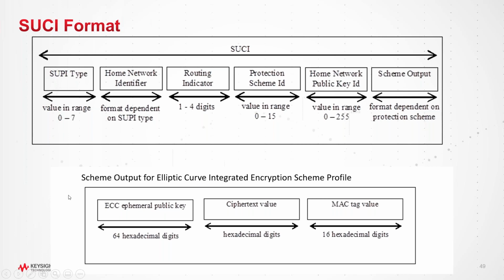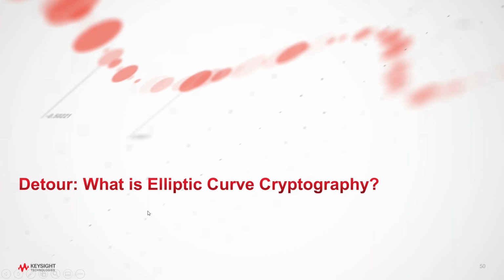We're going to talk about elliptic curve just to dig a little deeper, okay? What is elliptic curve cryptography? Okay, so before we talk about elliptic curve, let's talk about RSA. RSA is Rivest, Shamir, and Adleman. Those are the authors of this protocol. It's essentially asymmetric cryptography. So it uses public-private key pairs.